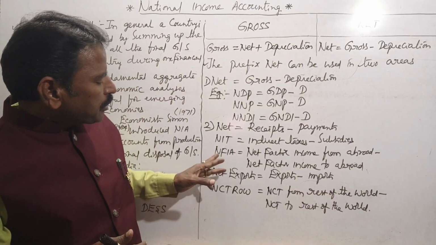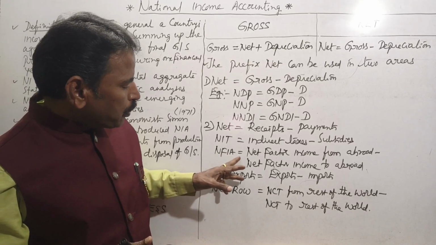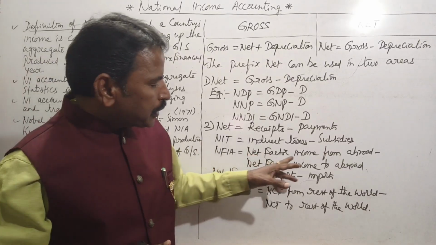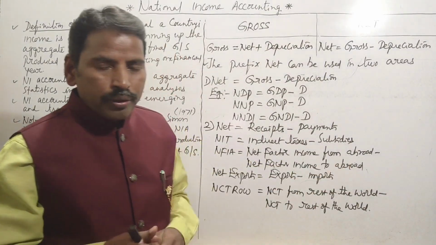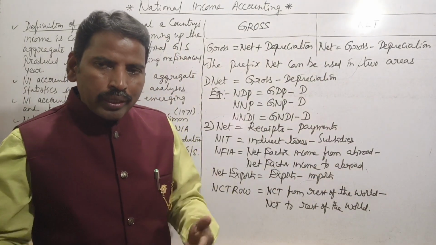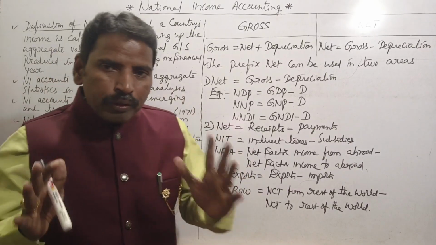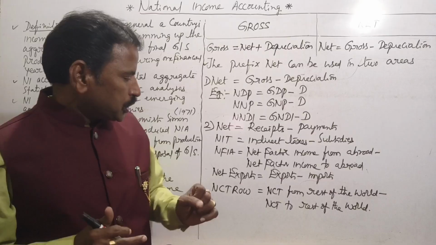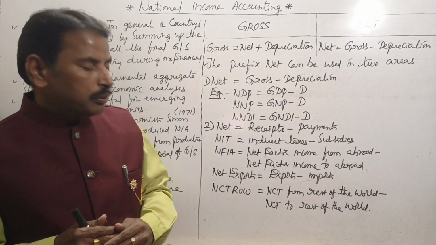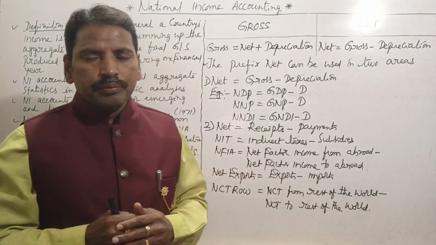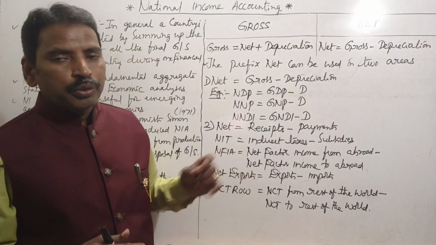Next, net factor income from abroad. Net factor income from abroad is equal to factor income from abroad minus factor income to abroad. So from abroad minus to abroad, that is called net factor income from abroad. Next, net exports. Net exports is equal to exports minus imports.